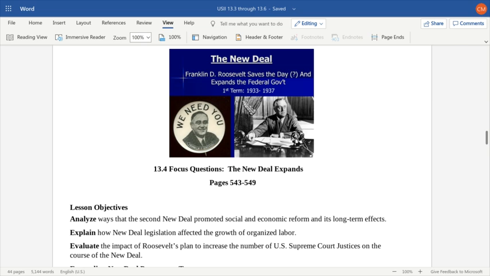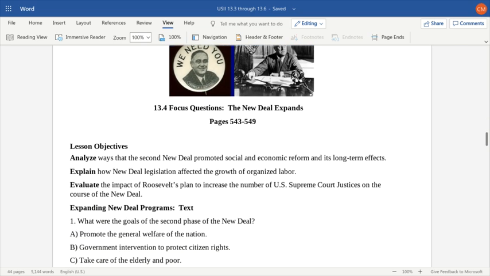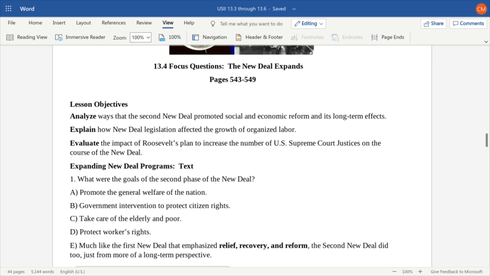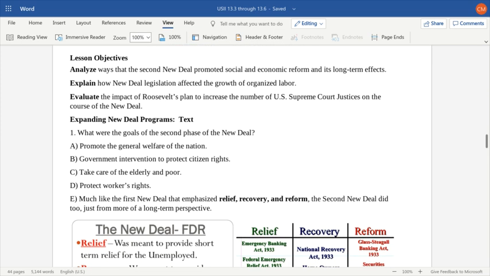As we continue to look at the 1930s, the deepening depression, and Franklin Roosevelt's reaction to it, we're going to analyze the ways the Second New Deal promoted social and economic reform. And one of the key things to think about, too, is anything we discuss in terms of the 1930s, see which of these programs are still in effect today. And these would be permanent reform programs.